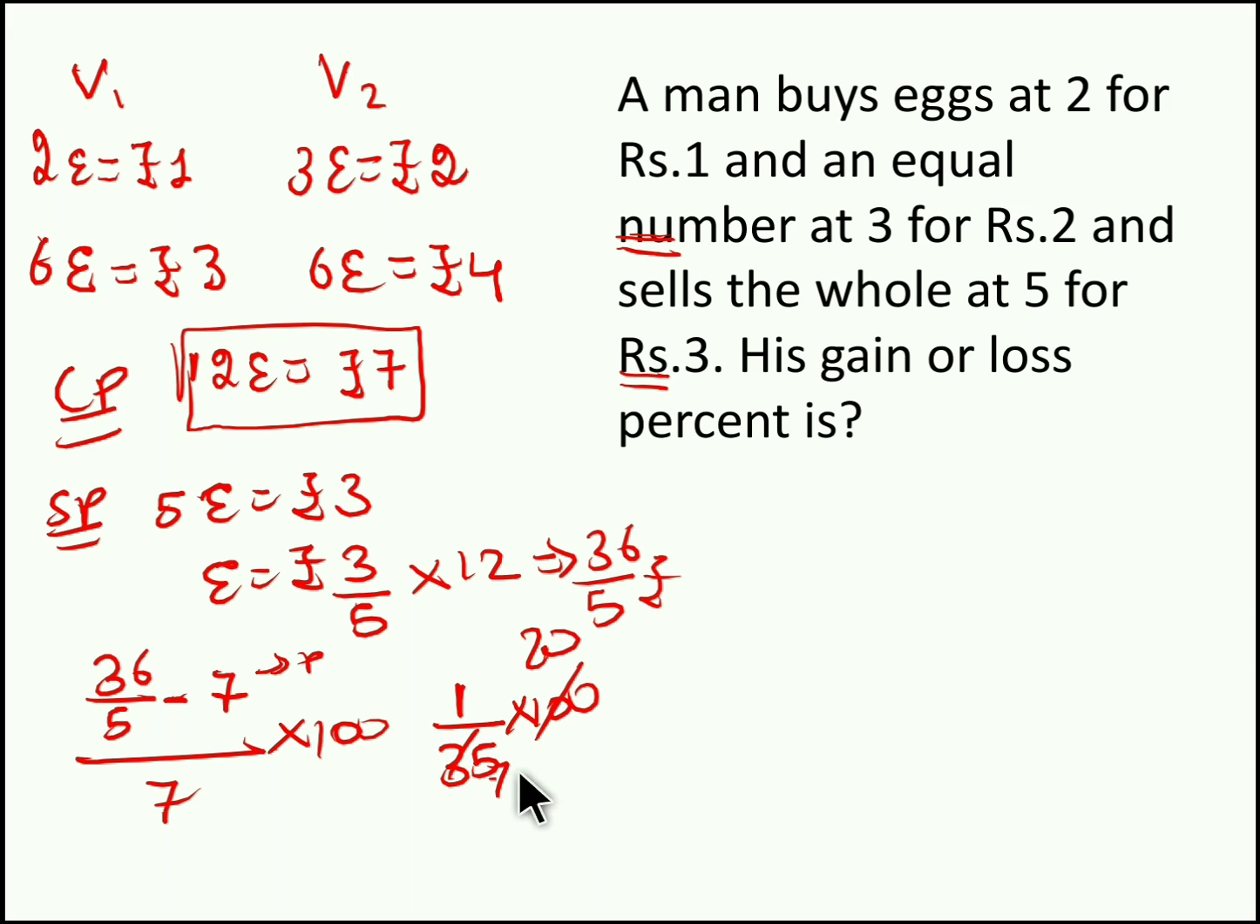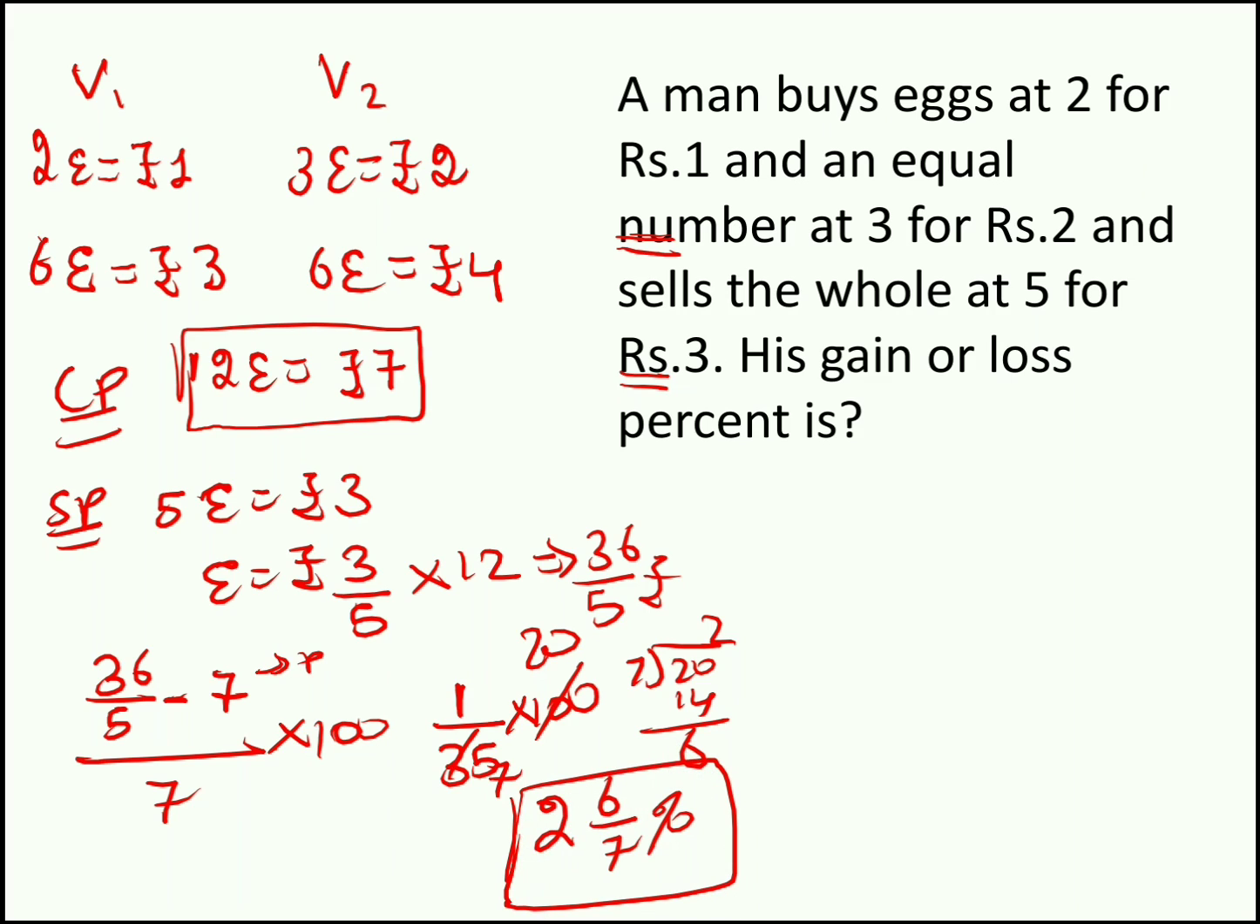20 by 7. So 2 times 14, remainder 6. You can write this value in mixed fraction. So 2 into 6 by 7 percentage. So 2 into 6 by 7 percentage is nothing but gain percentage of the particular transaction. Let me repeat the concept one more time.